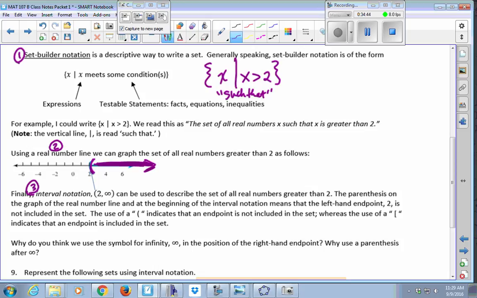And finally, we have interval notation. Since we're not using 2, we use a parenthesis to indicate 2 is not included in the set, just like it is here on the number line. You have that parenthesis. And we're going to the right to positive infinity. We put the positive infinity sign and we close it with a parenthesis because we cannot include infinity. It's not a single number. It can't be included. It's a concept. So anytime you use infinity, whether it's positive infinity or negative infinity, you always have a parenthesis.